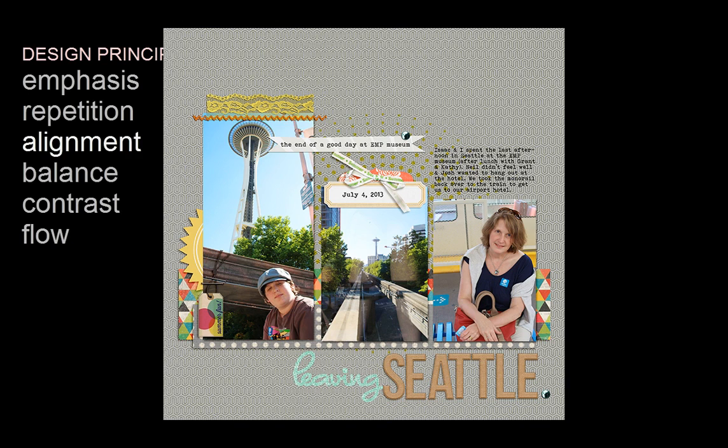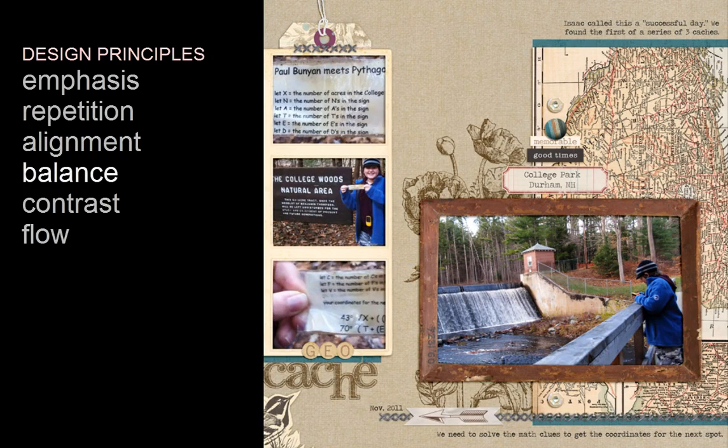And they have different heights. And then notice that block of journaling above the third photo. If you think of that journaling as a block, as having a shape, the left side aligns with the left side of the photo and the right side aligns with the right side of the photo. That is an alignment.